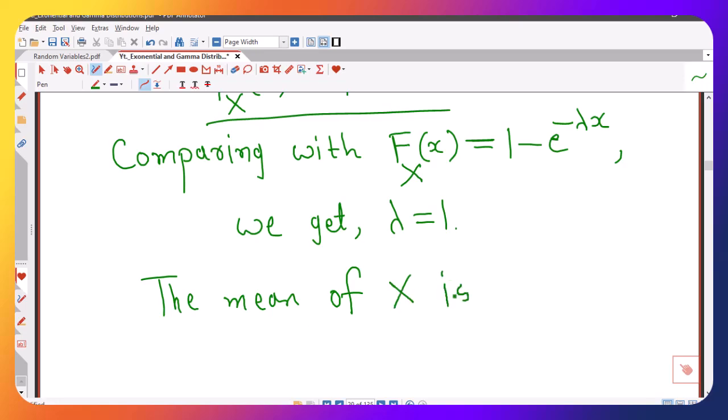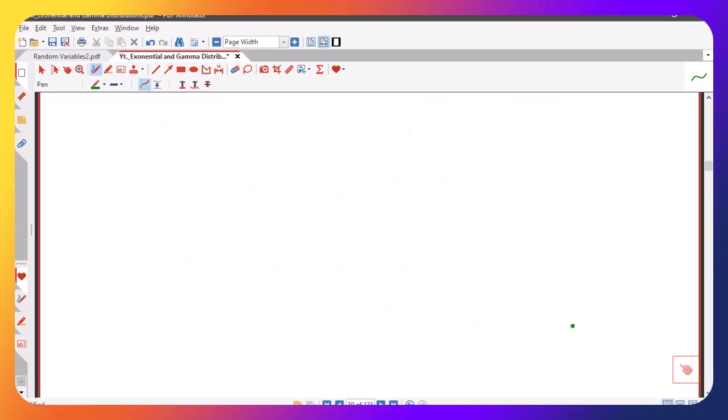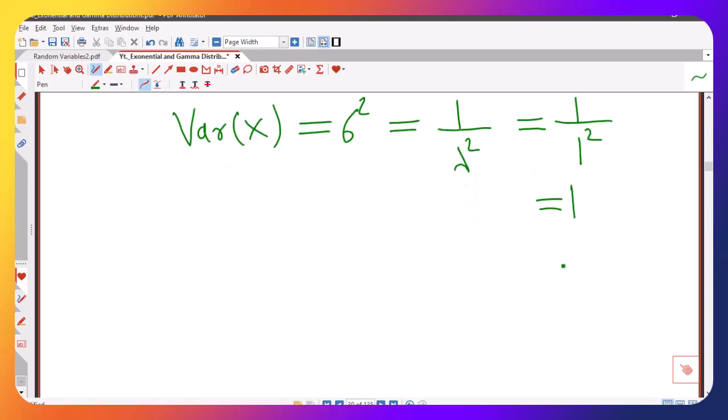So mean of X, or expected value of X, is denoted by E of X, and it is given by 1 divided by value of parameter lambda. Here lambda is 1, so we have expected value equal to 1. Similarly, we can write variance of X, which we denote by this notation also, and it is 1 divided by square of lambda, and here lambda is 1, so we find that variance of X is also 1. So this is very easy question.